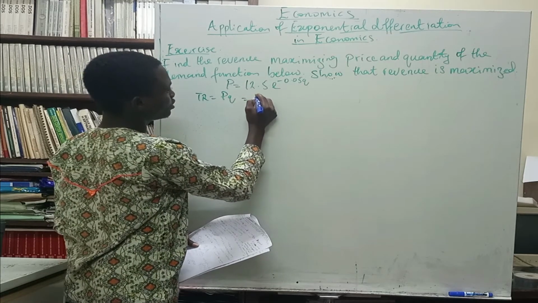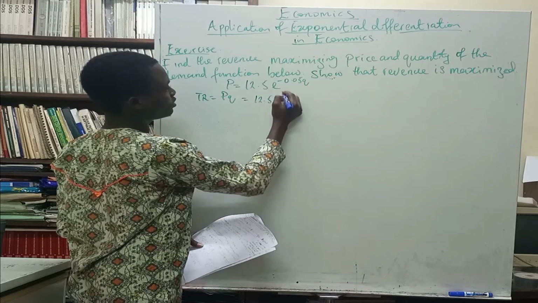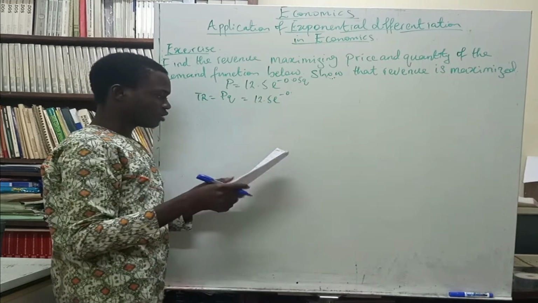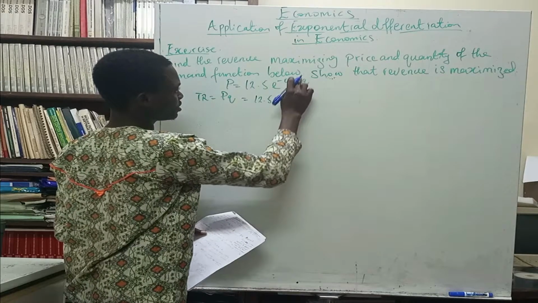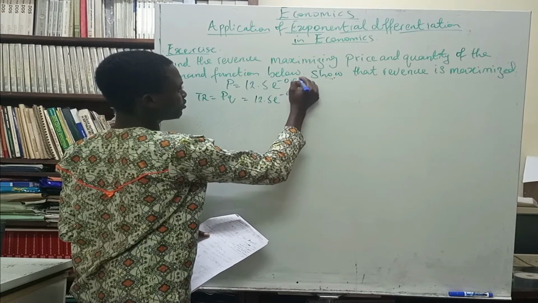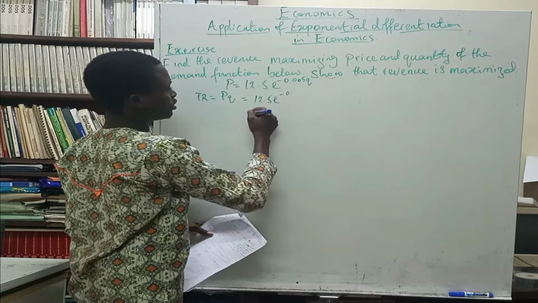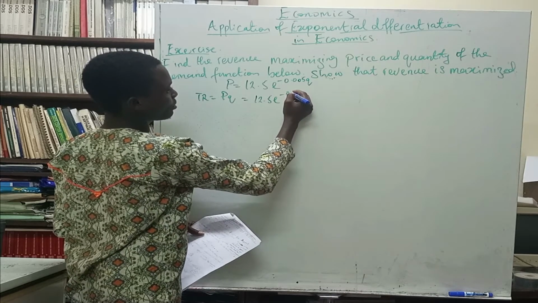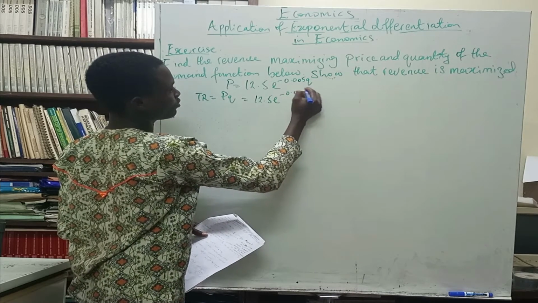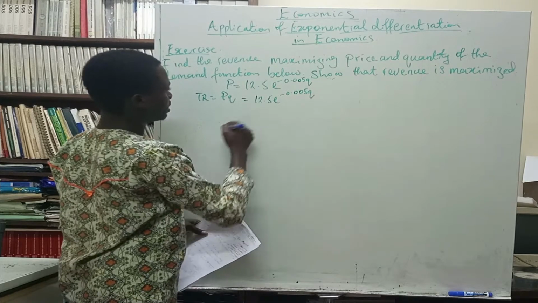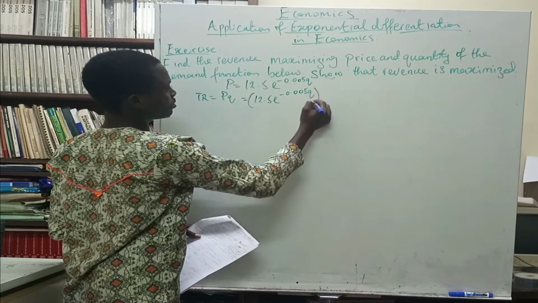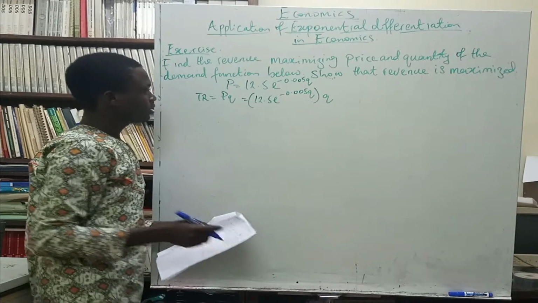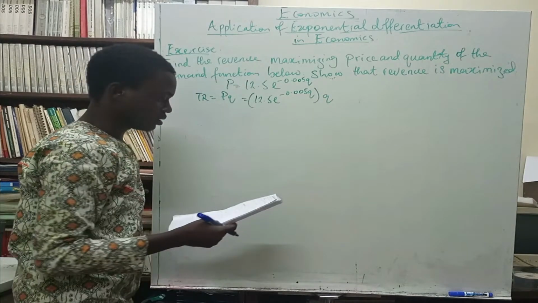So we have P equals 12.5 e raised to minus 0.005 Q. Then everything multiplied by Q. So that's the total revenue function.